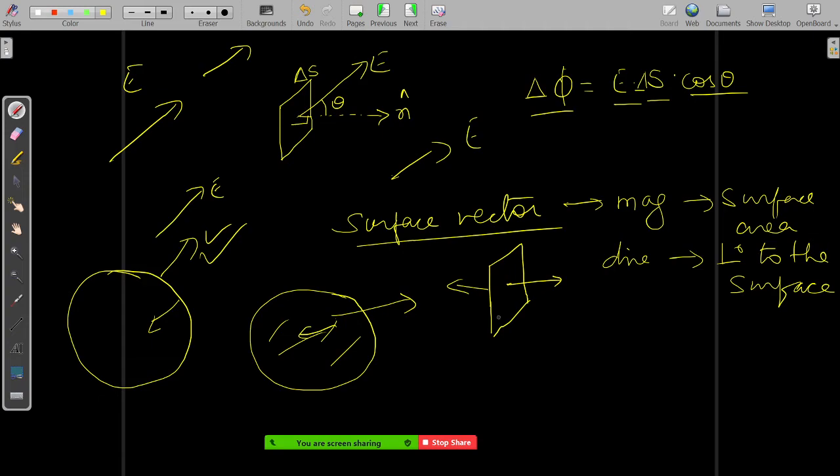It doesn't matter basically which direction you take, but the normal is at 90 degrees. For a closed surface like a sphere, it will be 90 degrees at each position, so the direction of the vector should be 90 degrees. In a rectangle and all this kind of situation also, you have to take 90 degrees only.